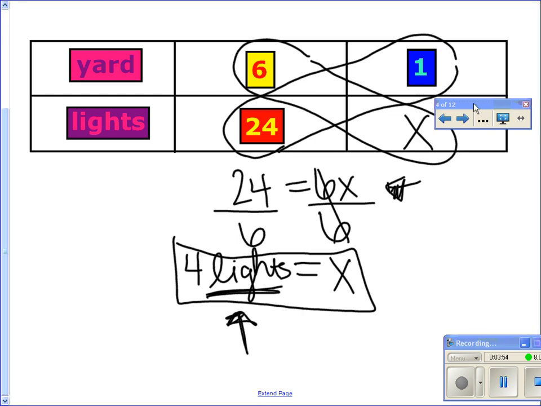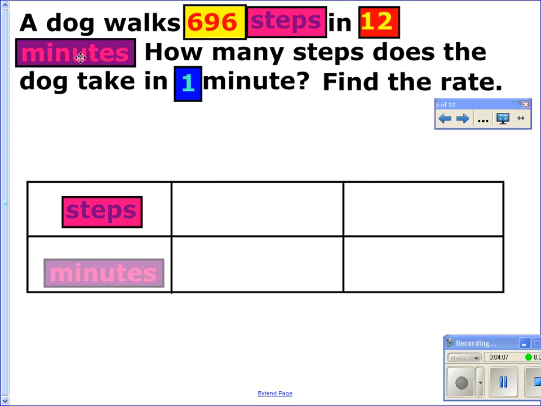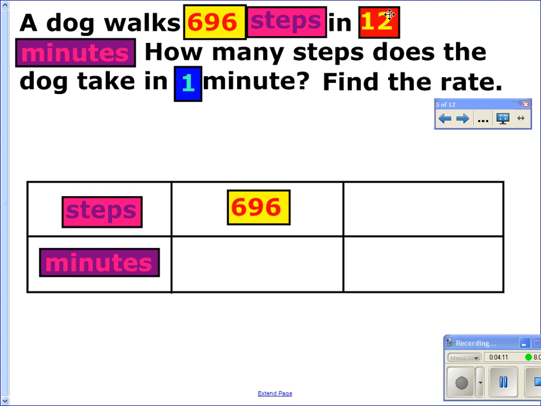Okay, so let's try another one. It says a dog walks 696 steps in 12 minutes. How many steps does the dog take in 1 minute? We're comparing steps to minutes. 696 is attached to the steps. 12 is attached to the minutes. 1 is attached to the minute here, so the 1 goes next to the minutes. We do not know how many steps. That's what we're looking for, so we have our variable.